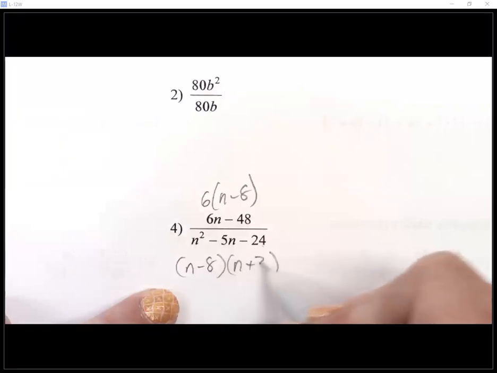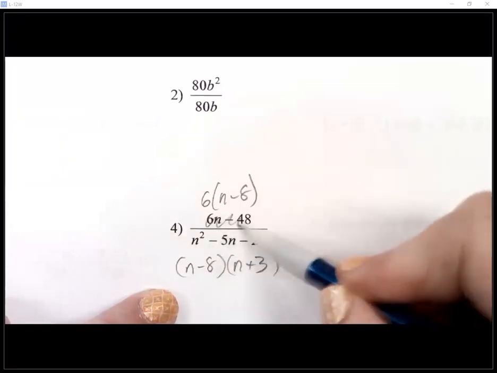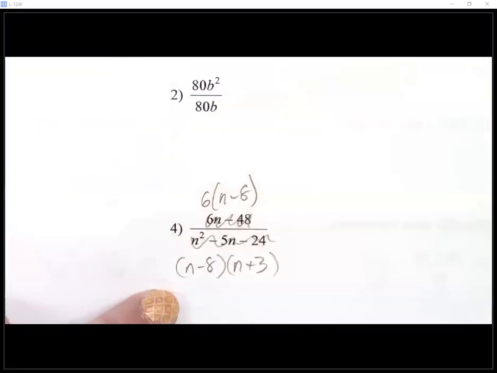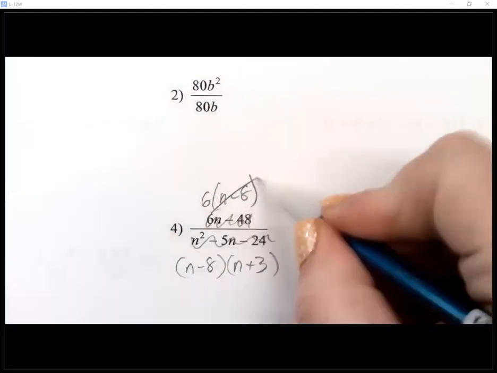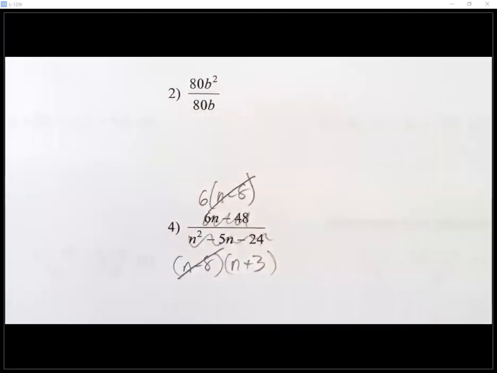So now that I have factored top and bottom, now I can cancel out. If I have any matching binomials top and bottom, the whole thing, and I do, the n-8s are going to cancel. Can I cancel that 6 with that 3? No! That 3 is part of a binomial. You can't touch it unless you had an identical binomial upstairs.